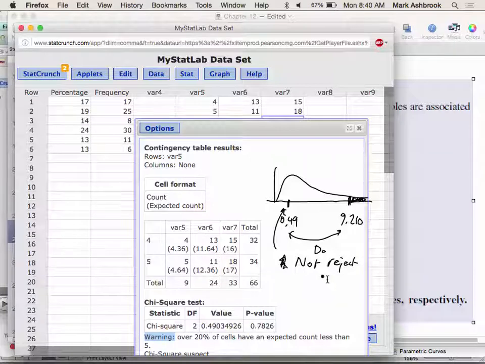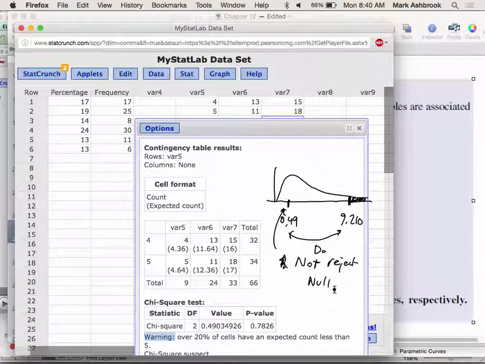And there is evidence, or there's not evidence. There is evidence, or there's not sufficient evidence. There's not sufficient evidence to say that socioeconomic status is a determinant or has influence on whether the children know the nursery rhymes or not.